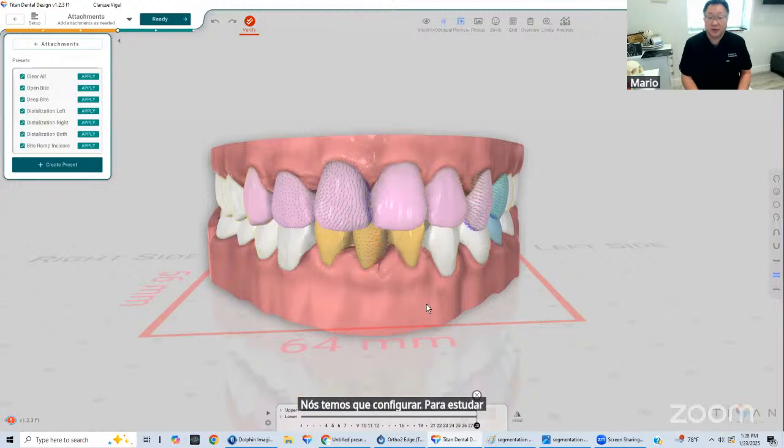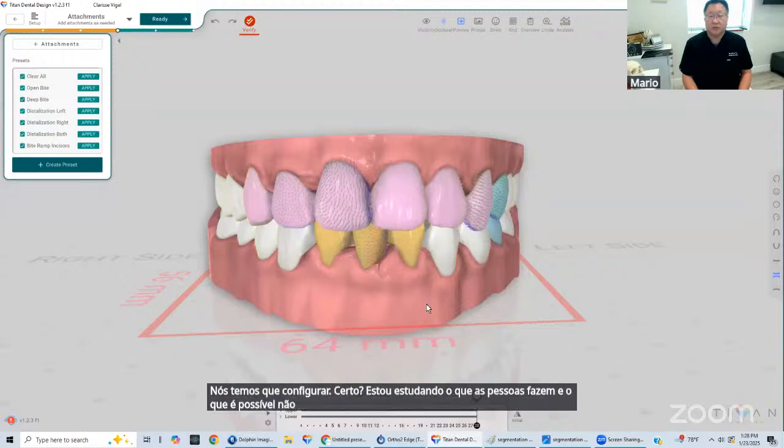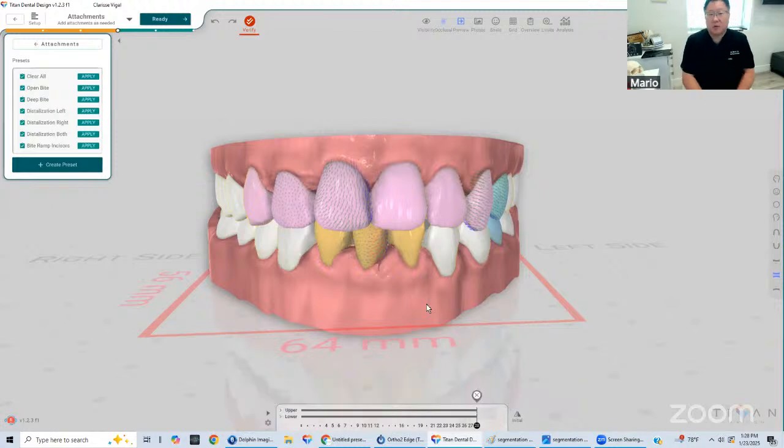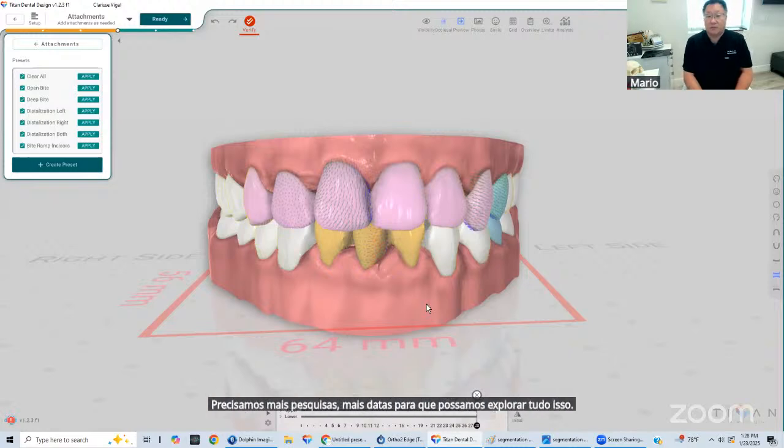studying the cone beams, right? By studying what people have done, and then what's doable, what's not doable, and who it is doable for, and who it is not doable for. So I completely agree with you on that aspect. We definitely need more research and more data so that we can explore all that. And with software apps and data, we can create guidelines based on what we realize, not just yesterday but tomorrow, and then we can create software that can follow that.